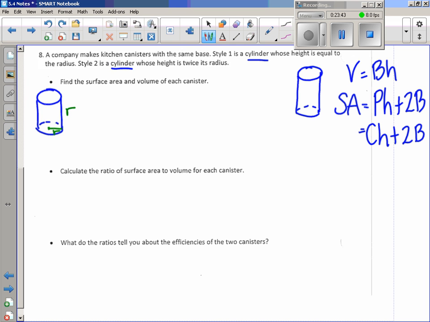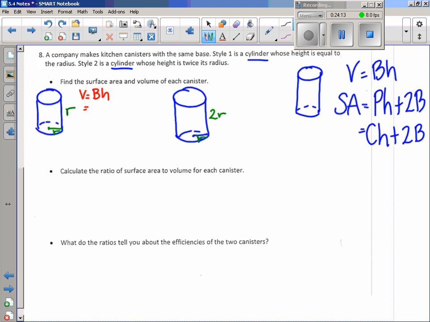All right. Cylinder 2 has a radius of R, but its height is what? 2R. So it's got radius R and height 2R. And we want to find both the surface area and the volume for each one. So let's start with, I'm going to do the first one with you, and then you can do the second one. Volume, capital BH. How do I find the area of the base?